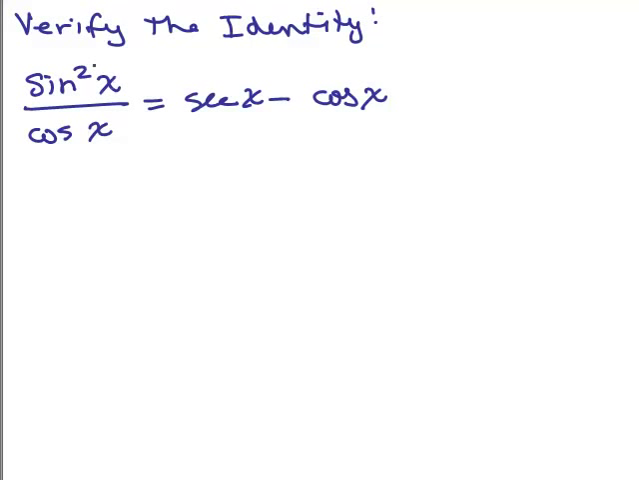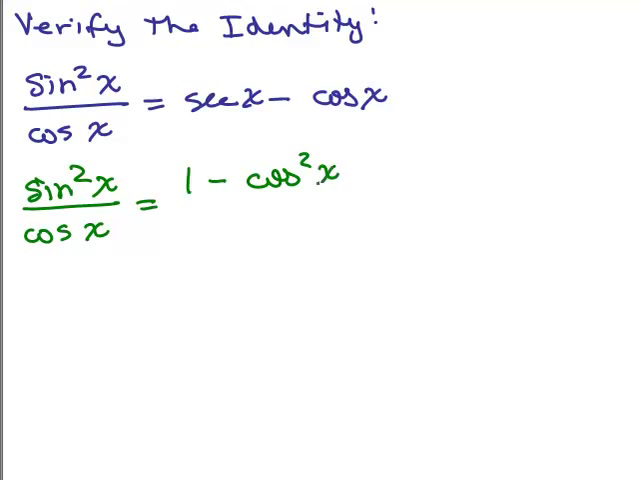So I wonder if, by looking at what's over on the left here, I can get a subtraction in there. And this sine squared x is my key. Remember that sine squared x plus cosine squared x equals 1. So sine squared x is 1 minus cosine squared x. So that's what I'm going to do. I'm going to start with this side, sine squared x over cosine x. And how about if I rewrite that as 1 minus cosine squared x?